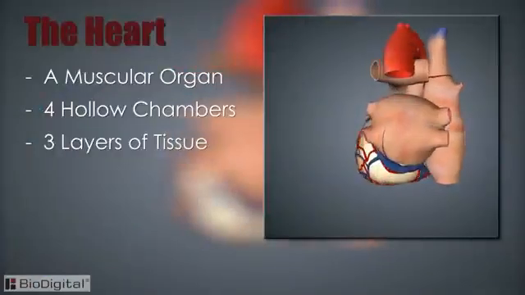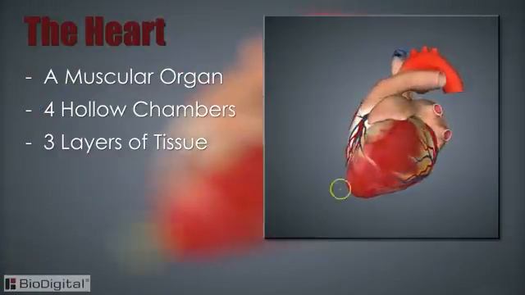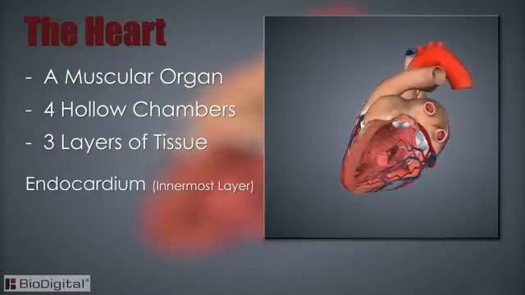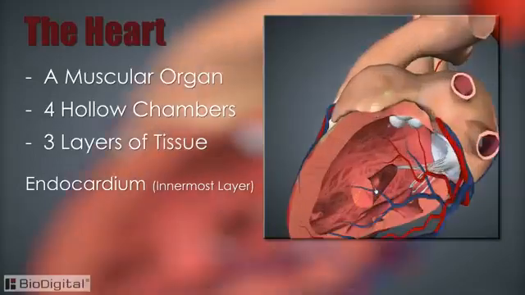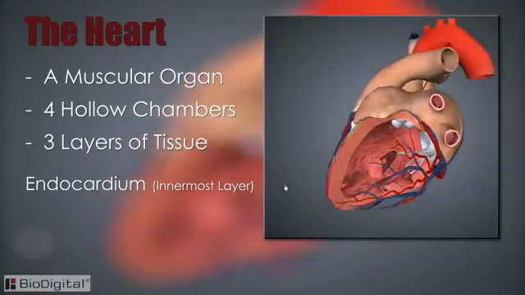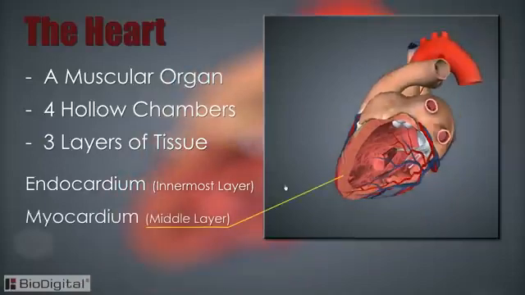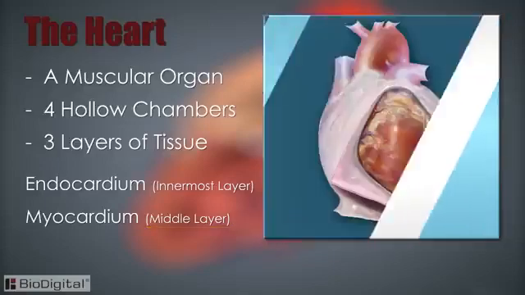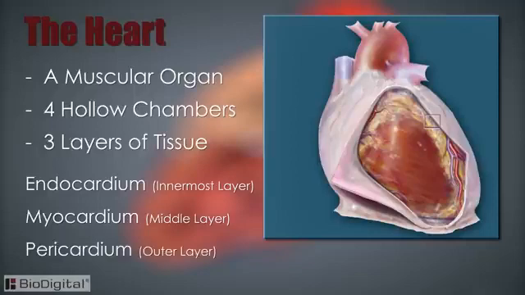The heart is also made up of three layers of tissues. The innermost layer is the endocardium, which is the thin, smooth membrane that lines the inside of the chambers of the heart and forms the surface of the valves, of which there are four. Next is the myocardium, which is the middle layer. It's the muscular wall of the heart, or the heart muscle. And third, the pericardium. This is a tough, double-layered, fibrous sac which covers the heart.